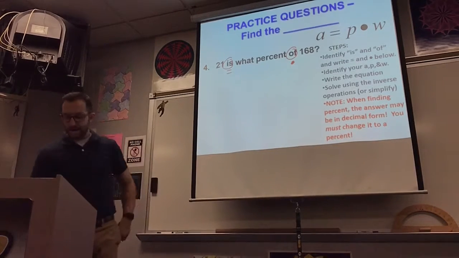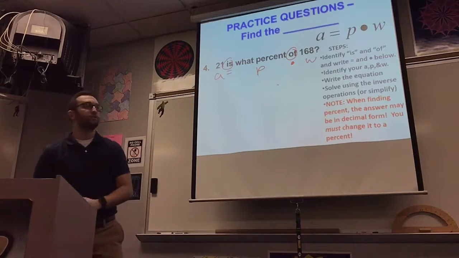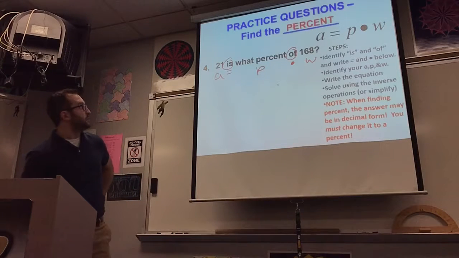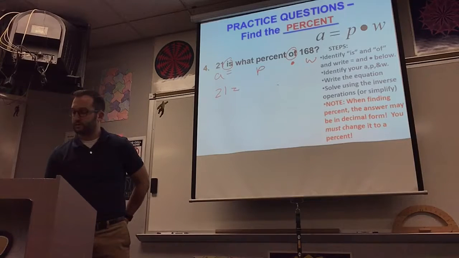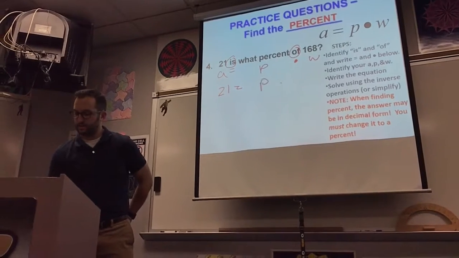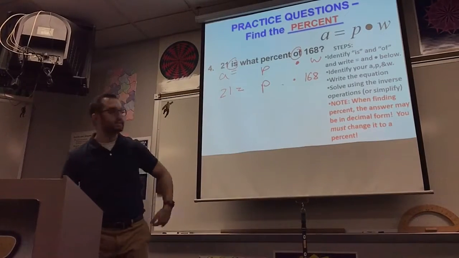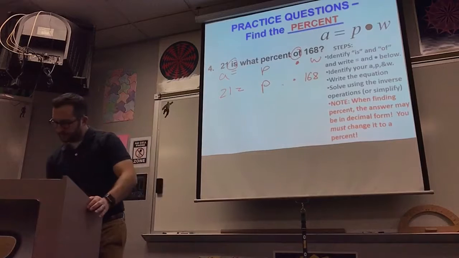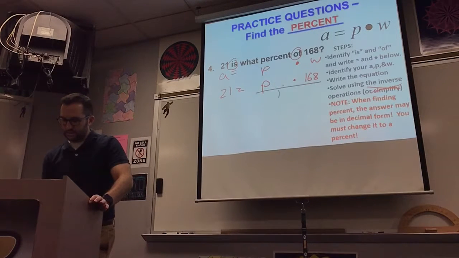So let's plug in what we have, right? It's a pow, so A, P, W. What are we looking for? The percent. All right. So let's plug in. 21 equals P times 168. And now, what do I need to do? I need to isolate the variable by using inverse operations. So not simplify on this one. Divide. I need to divide by 168.